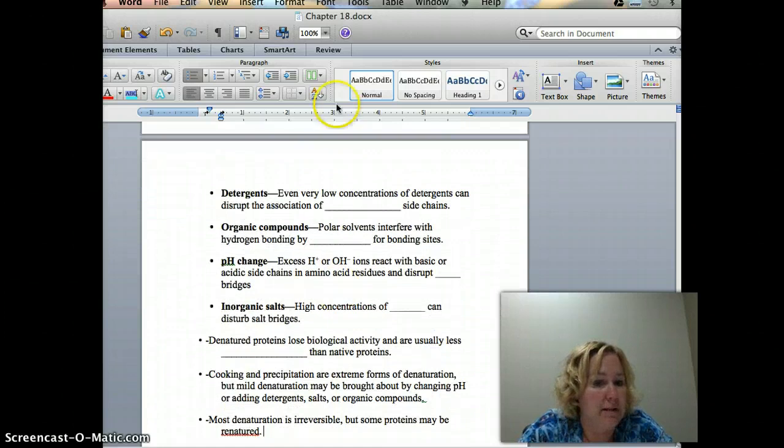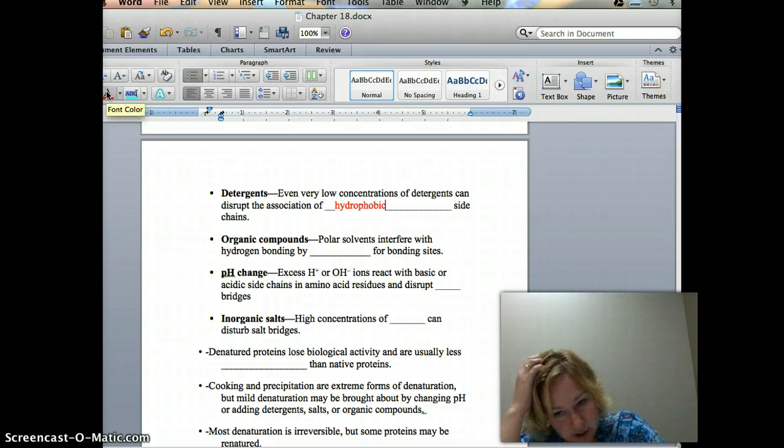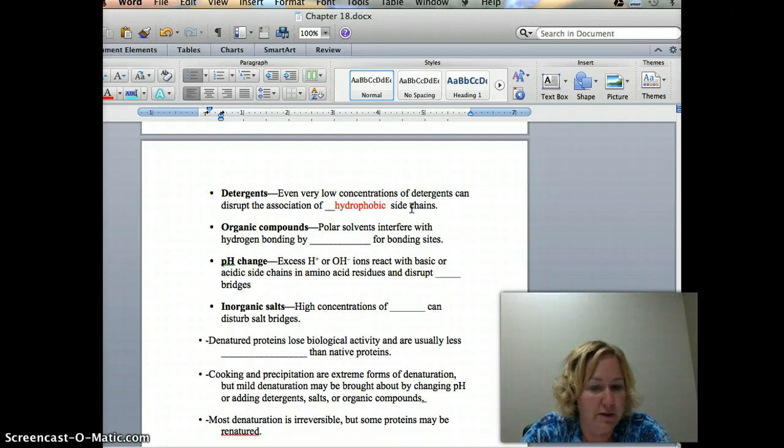Detergents, you can soap it. Even a low concentration of detergent can disrupt the association. What's detergent disrupting? Hydrophobic or hydrophilic? Hydrophobic. Those hydrophobic side chains are getting disrupted by detergent. That's why it gets grease out. That's why we use Dawn on your greasy pan. That's another way you can think of it. How are you going to get the grease out of the pan? How are you going to disrupt the stuff? You're going to heat it. You're going to scrub it. You're going to use detergents.